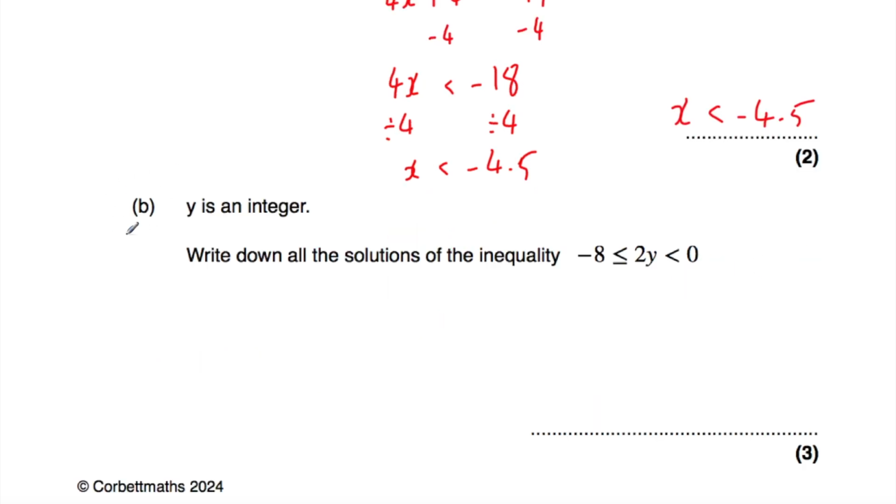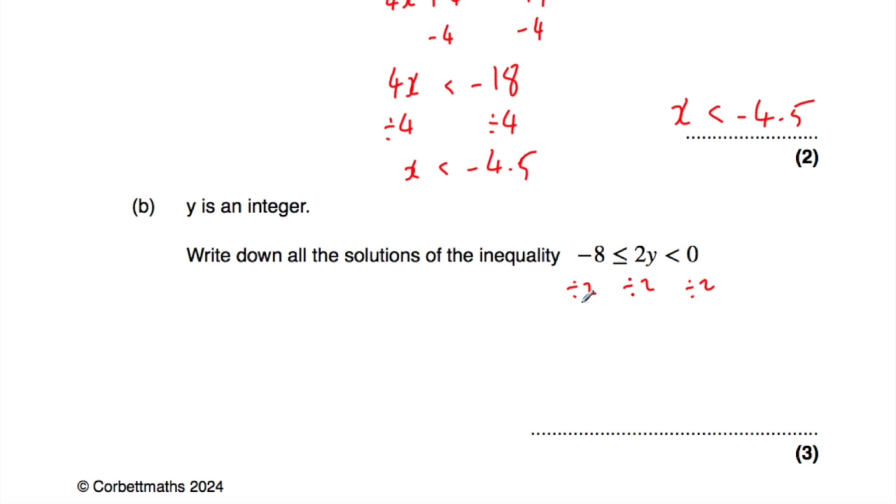Okay, then let's have a look at our next part. So our next part says that y is an integer, so numbers such as 7 or minus 4, 0, or so on. And we're then told to write down all the solutions of the inequality. Negative 8 is less than or equal to 2y, which is less than 0. So this is 2y, so let's divide everything by 2. So let's divide by 2, divide by 2, and divide by 2.